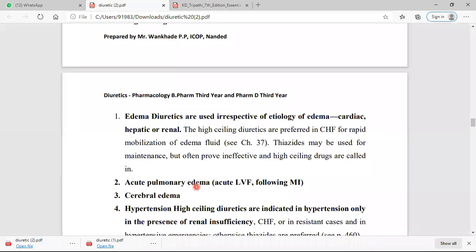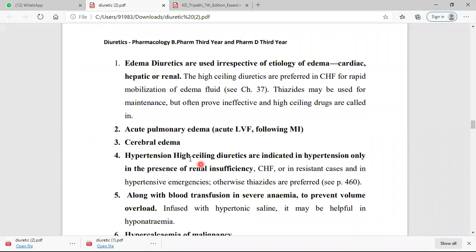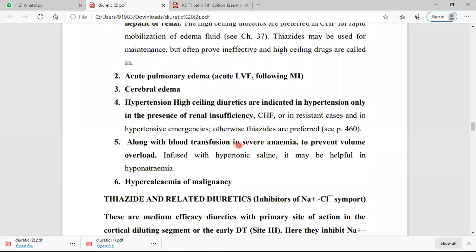Now second, acute pulmonary edema. Pulmonary edema means edema occurring in the lungs, called acute pulmonary edema, from left ventricular failure. Cerebral edema, when there is edema in the brain. Hypertension, you have seen in the classification of hypertension that these drugs are used. High ceiling diuretics are specially indicated in renal insufficiency. Okay, next use, along with blood transfusion in severe anemia to prevent volume overload. It is also used in hypercalcemia of malignancy.